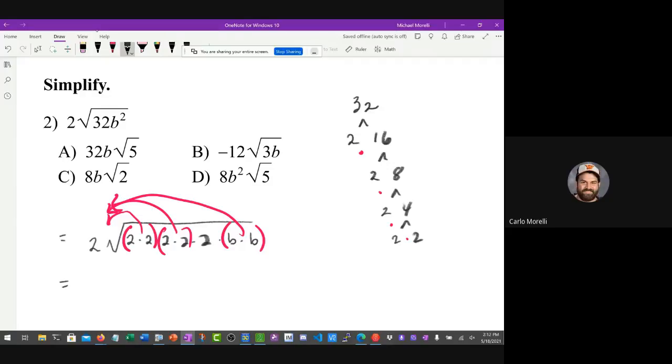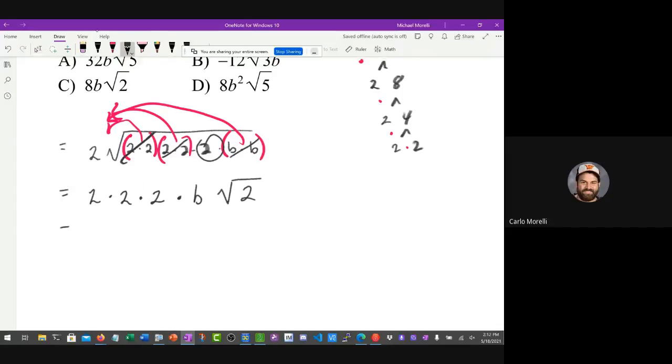So now I'm going to write that 2 that was there times this 2 times this 2 times this b. Okay? And then I put the square root symbol and then the 2 that remains. Okay? Now I just multiply what's outside. 2 times 2 times 2 is 8b square root 2. And that's how you simplify a radical.